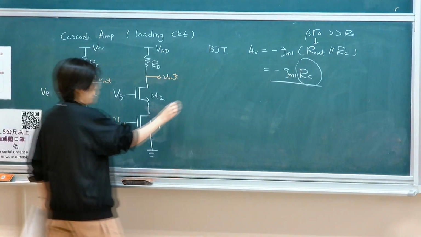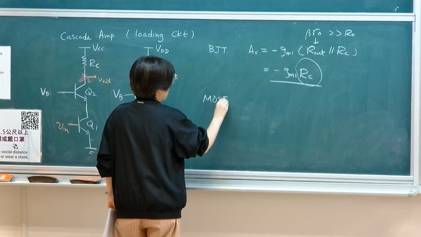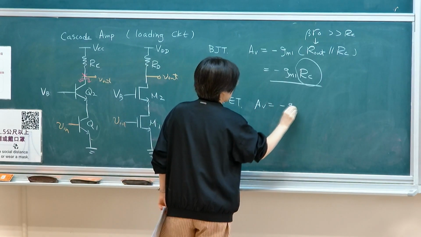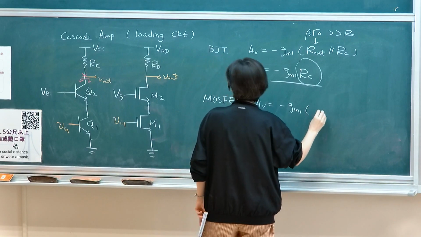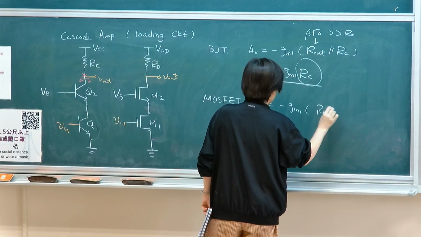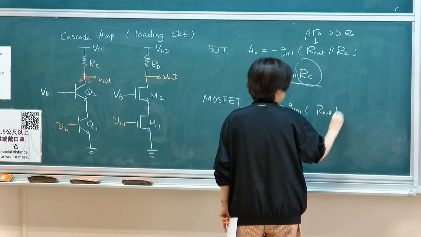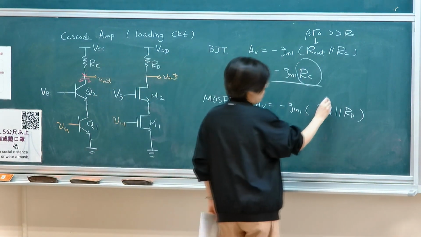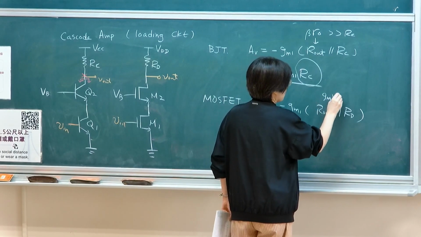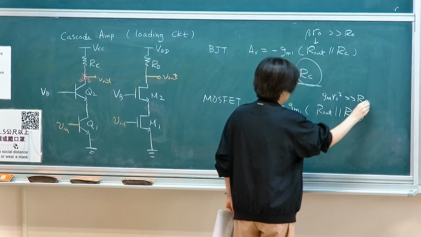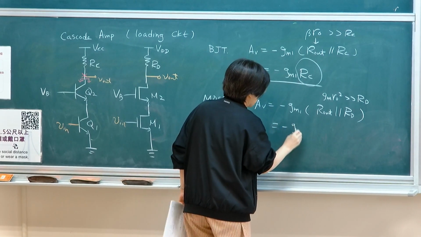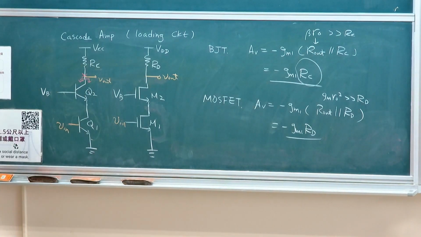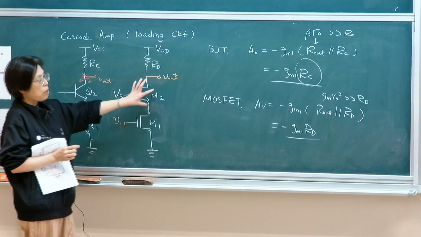It's the same for the MOSFET. Your voltage gain will be minus gm1 times Rout looking down, in parallel with RD. We know that this is gm ro squared, which is much, much larger than RD. Therefore, you still get minus gm1 RD. So basically, there's no overall gain. It's the same as if you remove M2.